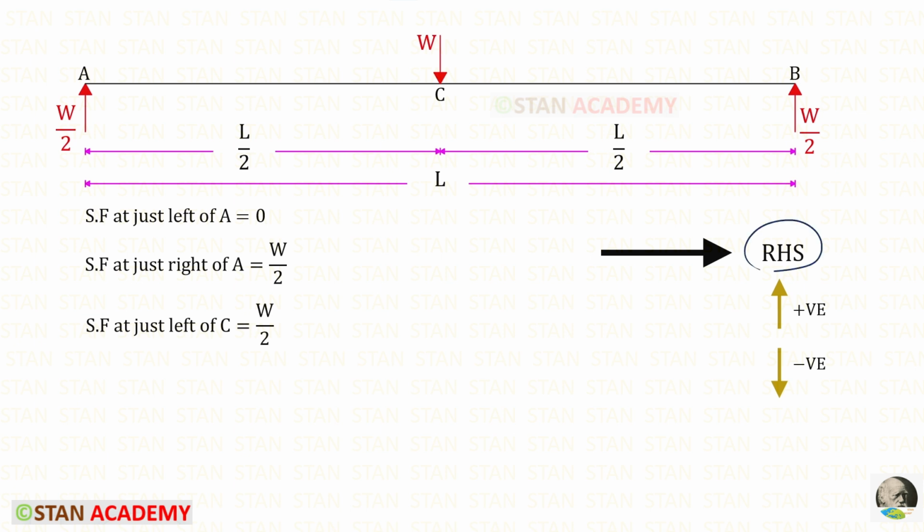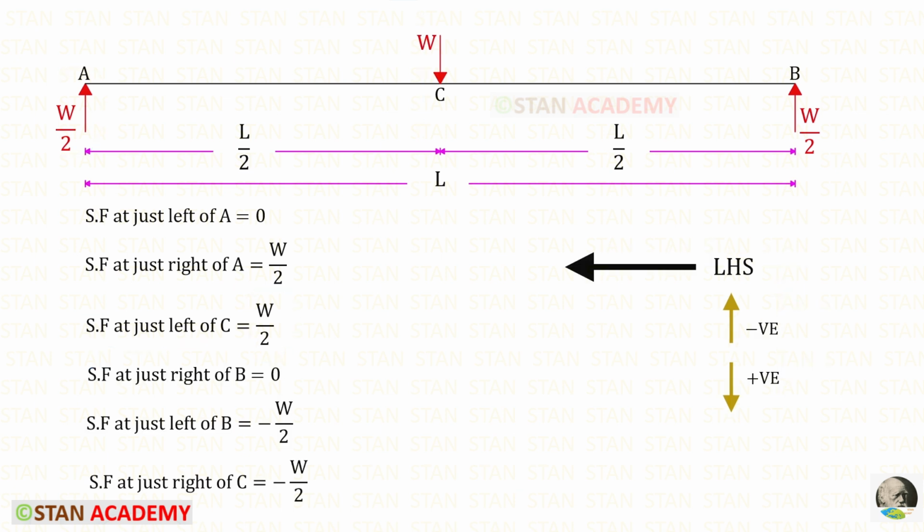Using the right hand side rule, we can find the shear force values at just left of A, at just right of A and at just left of C. At just left of A, the shear force will be 0 and at just right of A, it will be RA which is acting upwards, so it will be positive. Let us find the shear force at just left of C. Up to the left of C, we have only this. So here also the shear force will be the same, W upon 2.